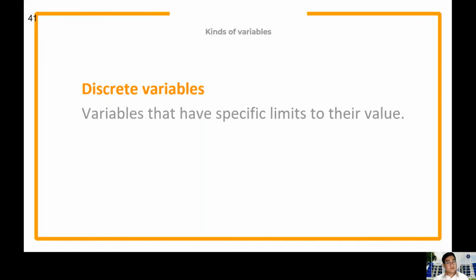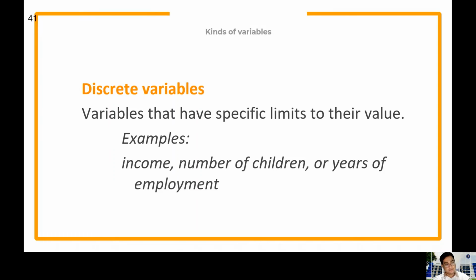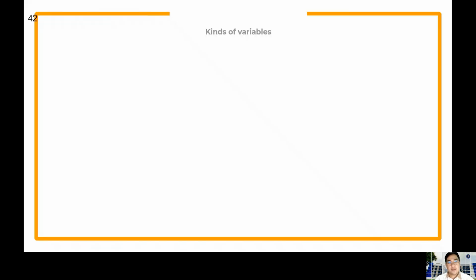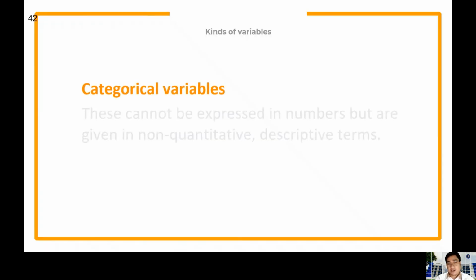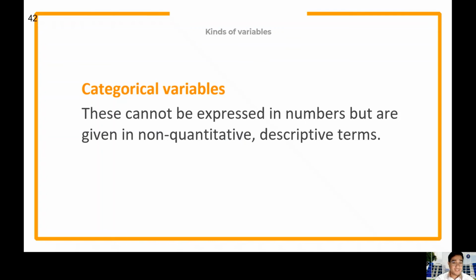Next are discrete variables. These are variables that have specific limits to their values. Examples are income, number of children, or years of employment. So no matter how rich you are, no matter what position you have at a specific job, if the research is all about an institution, you still have an income, you still have a specific limit to that. Next are categorical variables. Categorical variables cannot be expressed in numbers but are given in non-quantitative descriptive terms.